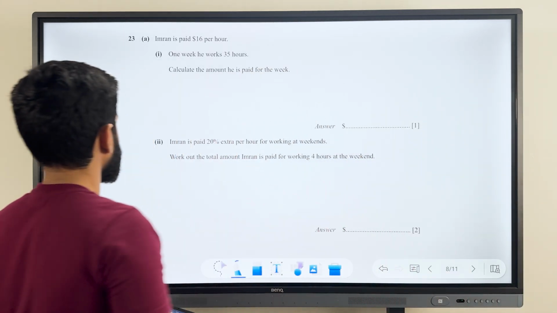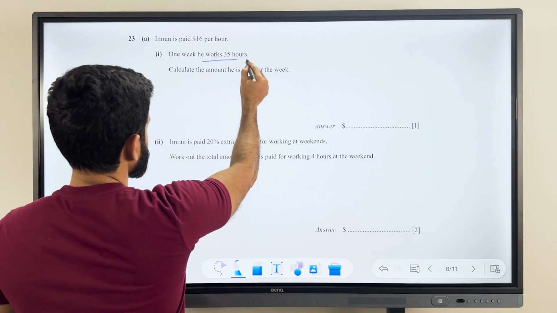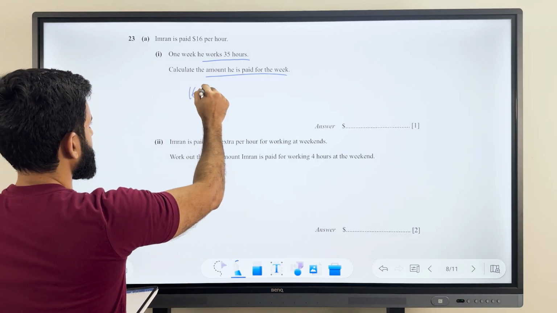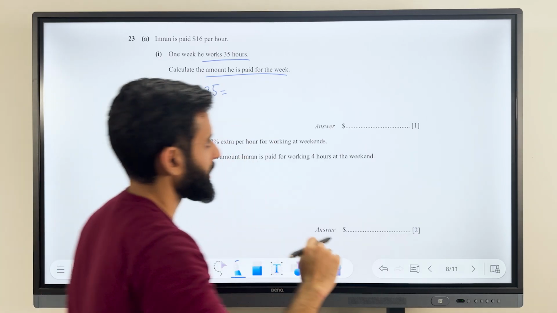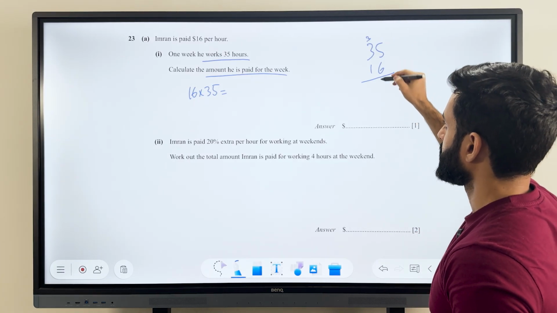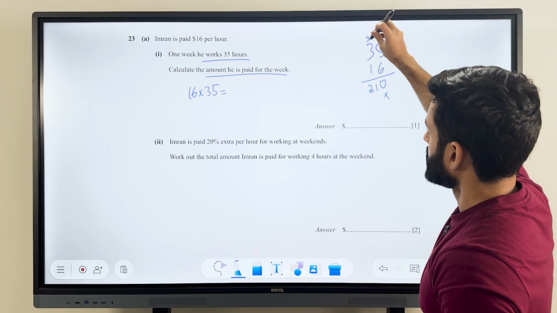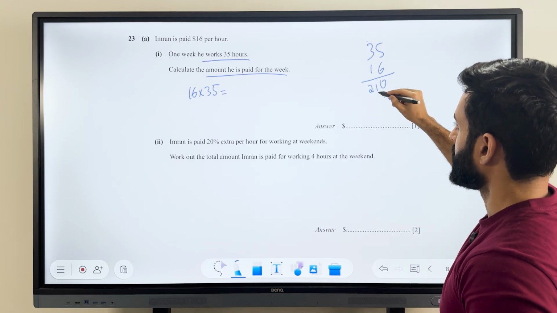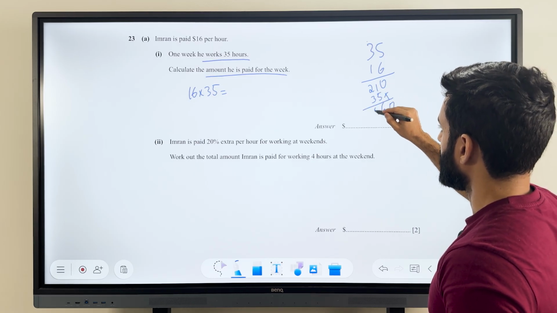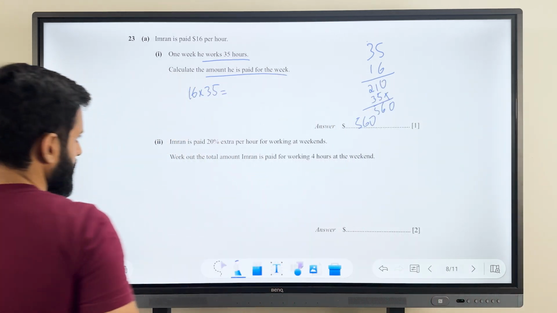Now, next question. Imran is paid $16 per hour. One week he works for 35 hours. Calculate the amount he is paid for the week. So no brainer, just multiply 16 times 35. Okay, once again, my mental maths is not that good, so I'll just do it the conventional way. 35 times 16, 6 times 5 is 30, 6 times 3 is 18, 18 plus 3 is 21. I'm going to put a cross here. Let's cross this 3. So 1 times 5 is 5, 1 times 3 is 3, 0, 6, 5. So 560. Let's see if that's the correct answer. Yep, there you go. That's the correct answer.